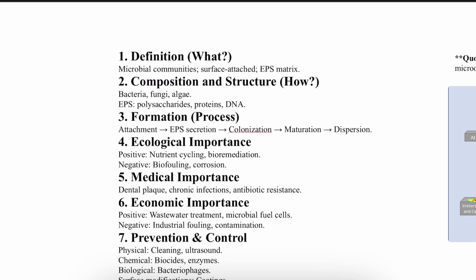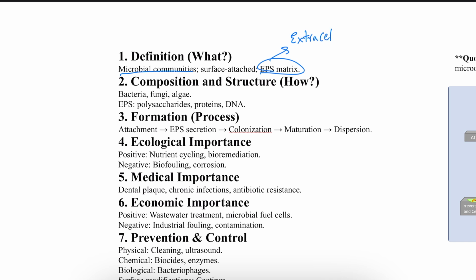Biofilms are structured communities of microorganisms. The microorganisms can be bacteria, fungi, algae, etc. These communities of microorganisms usually adhere to a surface and produce a matrix. This matrix is called the extracellular polymeric substances. This is a technical term which you need to know.